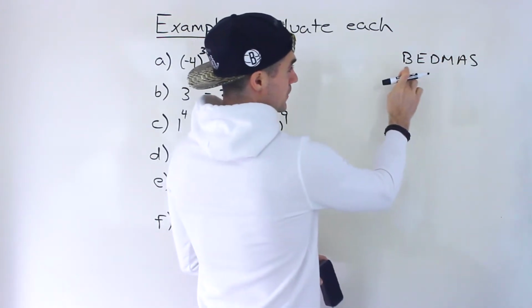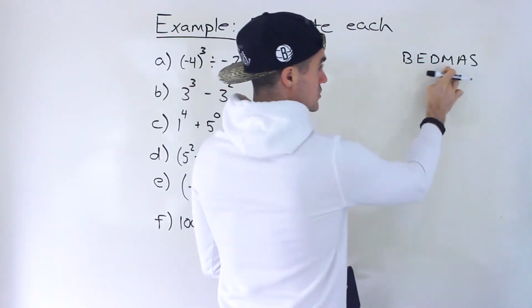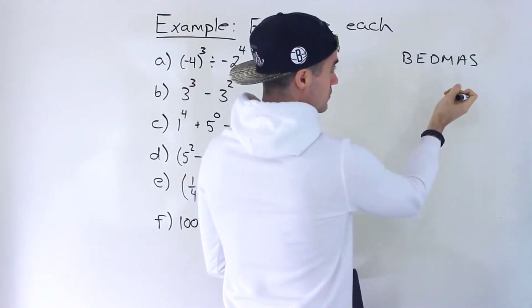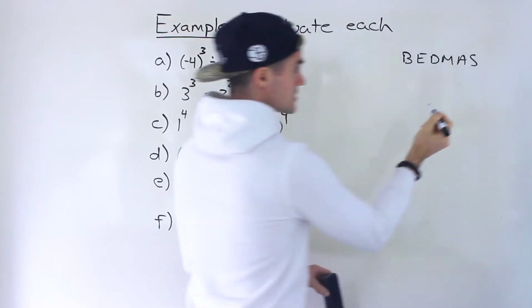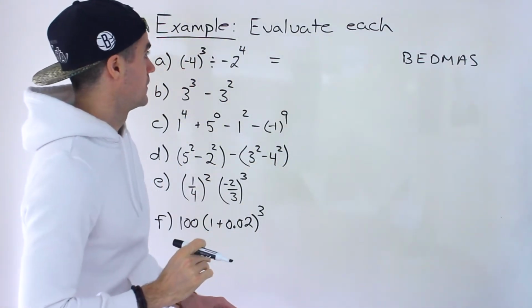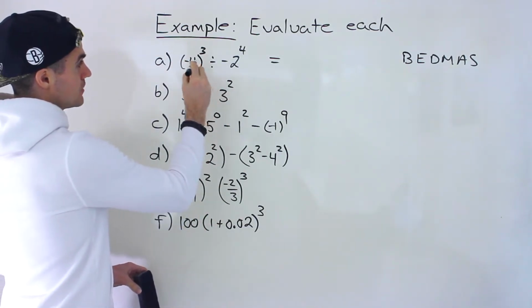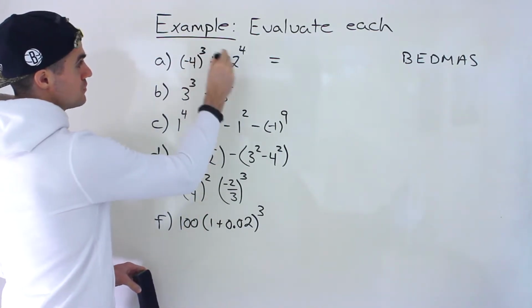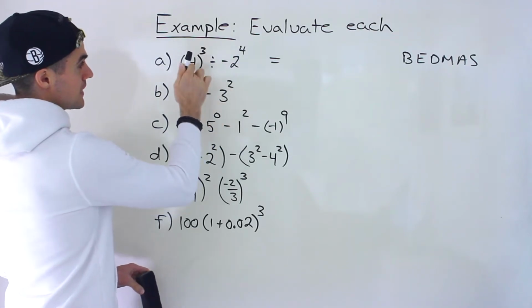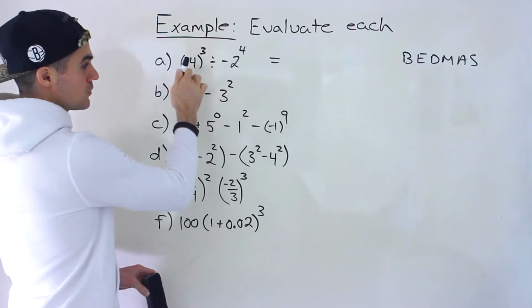Right, so just as a quick review, the B is brackets, E is exponents, and then the division, multiplication, it doesn't matter which one you use in which order, and then addition, subtraction comes after division and multiplication. Okay, so over here, notice that we have two exponential expressions. So we got negative 4 to the power of 3. So let's work with that first.